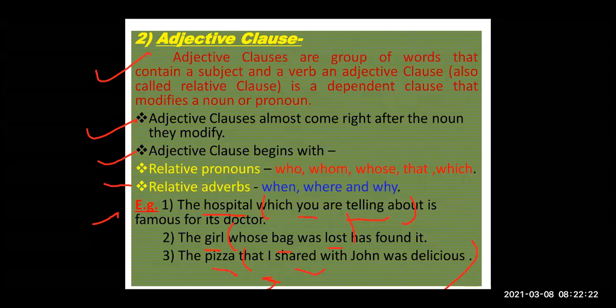What we have seen is that an adjective clause is a group of words that contains a subject and a verb. It is also called a relative clause, and it is dependent; it modifies a noun or pronoun. Adjective clauses almost always come right after the noun they modify, and they begin with the relative pronouns who, whom, whose, that, which, and the relative adverbs when, where, and why. Okay, these were the examples and definition of the adjective clause.